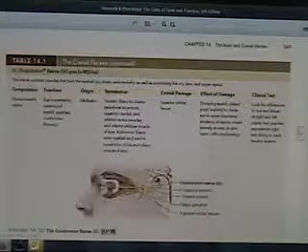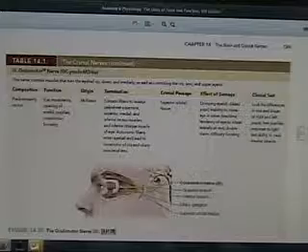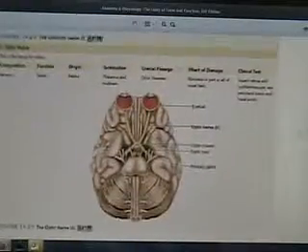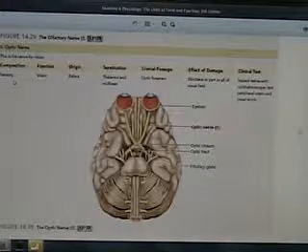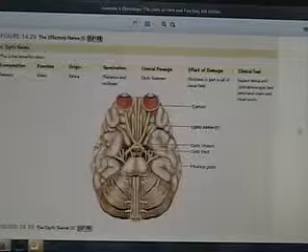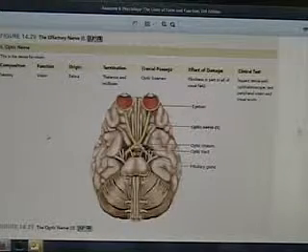Number 2. Number 2 is at the bottom of that first page. Number 2, optic nerve. Of course, optic, pertaining to vision. Sensory is vision. It deals with your retina. Makes sense.